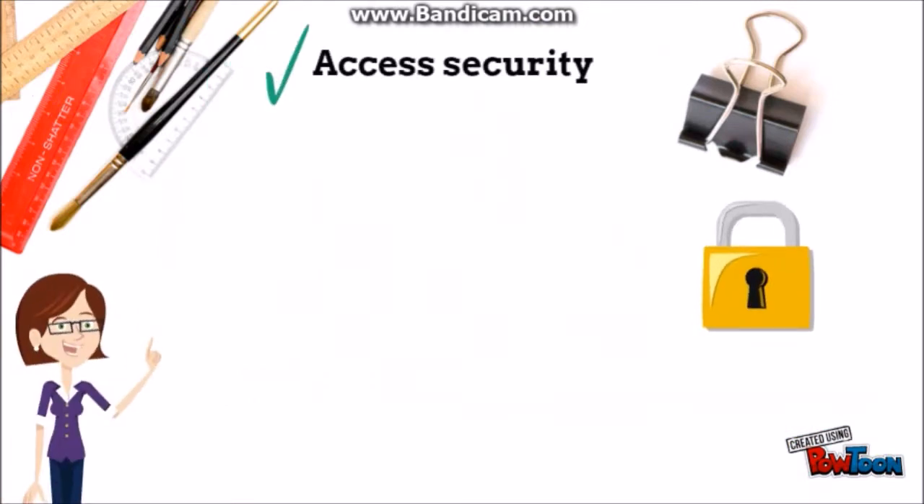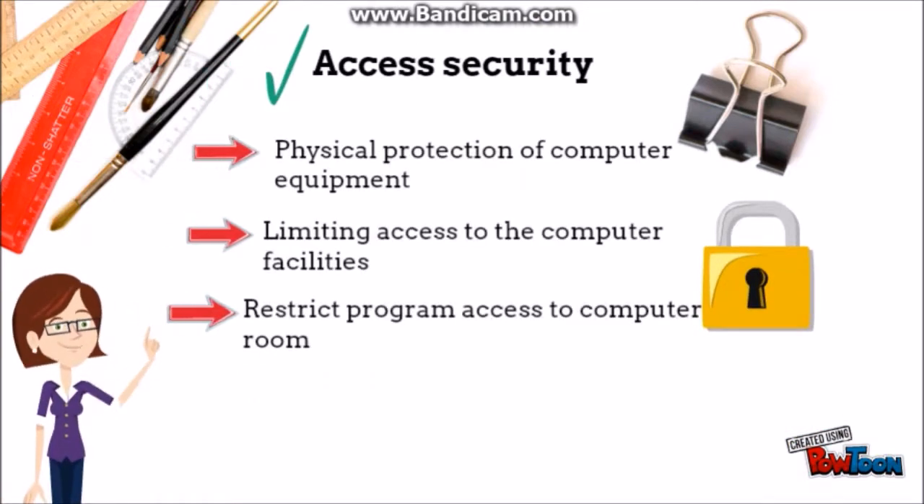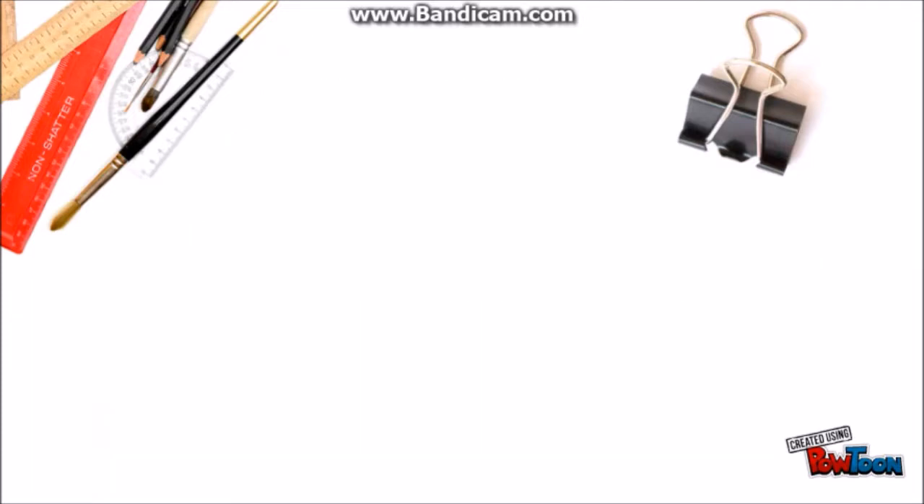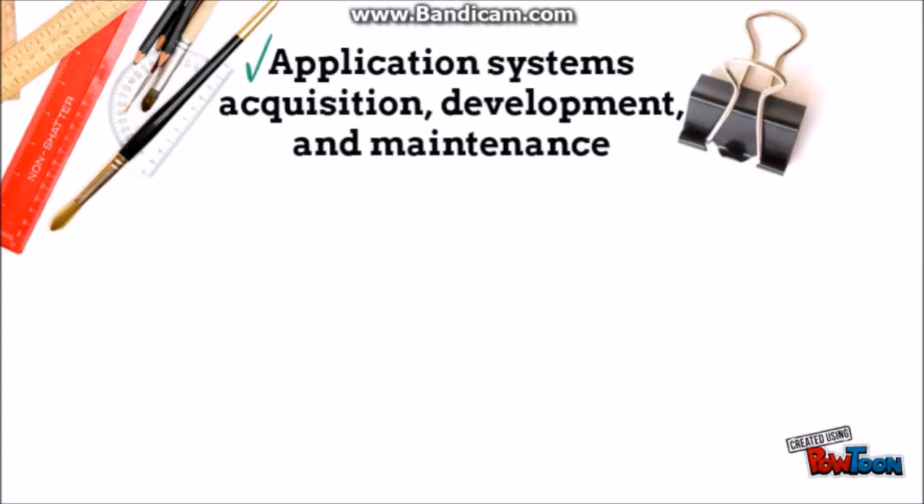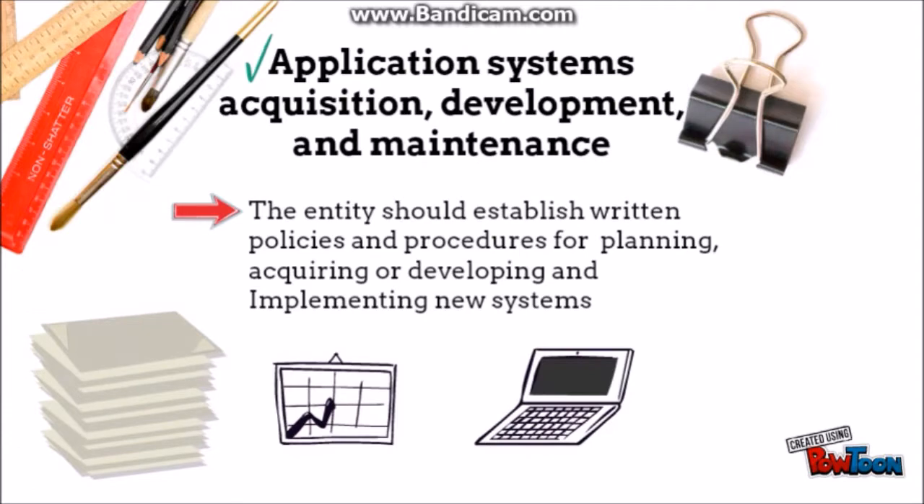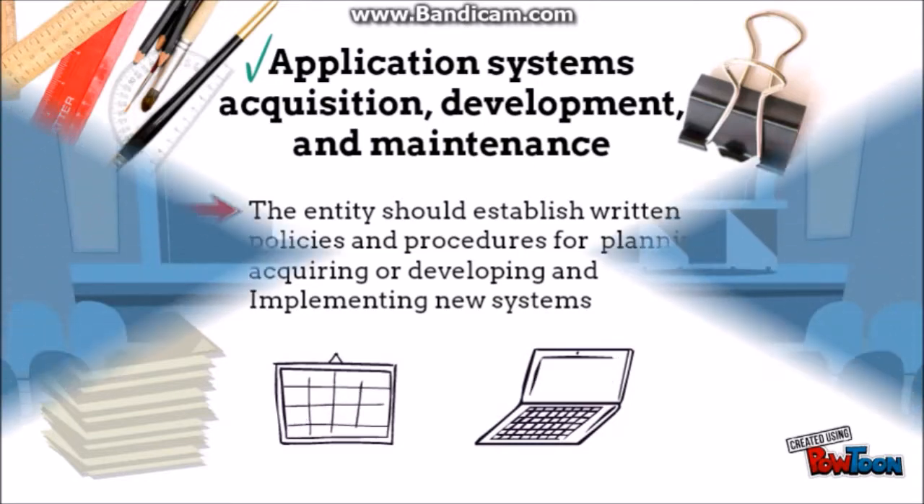For access security, it is a physical protection of computer equipment to limit access to the computer facilities or to restrict program access to computer rooms. Application systems acquisition, development, and maintenance. The entity should establish written policies and procedures for planning, acquiring or developing and implementing new systems.